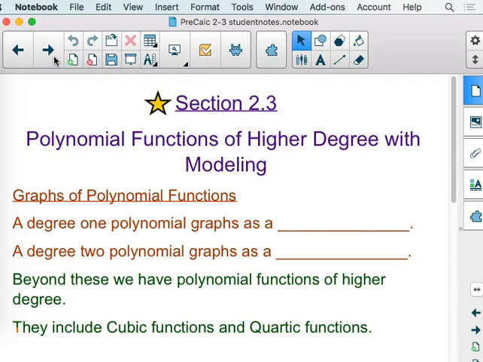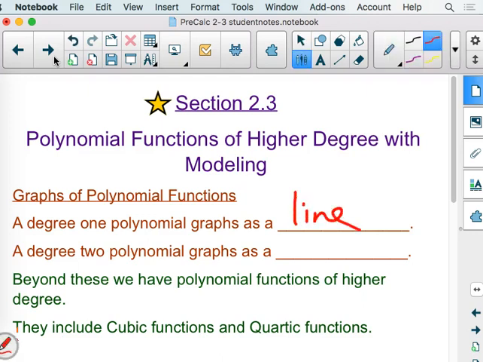Section 2.3 says polynomial functions of higher degree with modeling. Brief review: graphs of polynomial functions. Degree 1 polynomial. What does it look like when you graph it? It's a line. Yep, it's a line. A degree 2 polynomial. When you graph it, what does it look like? It's a parabola.